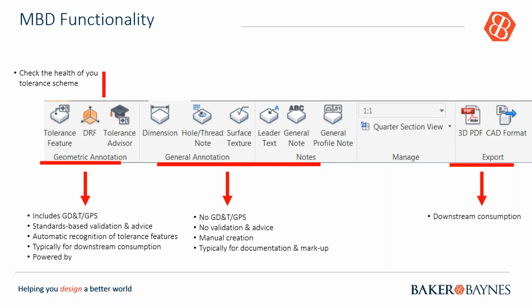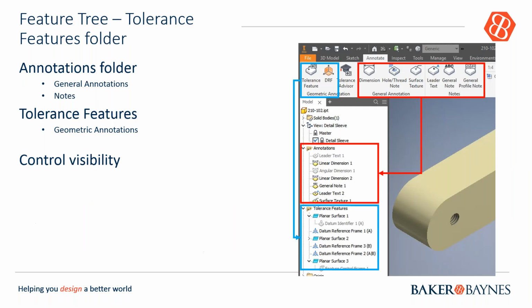All right, so moving along to that, we find that we've got the feature tree that also includes this functionality. If you go into the feature tree under annotations, you'll be able to see the dimensions or the annotations that you're adding into it.